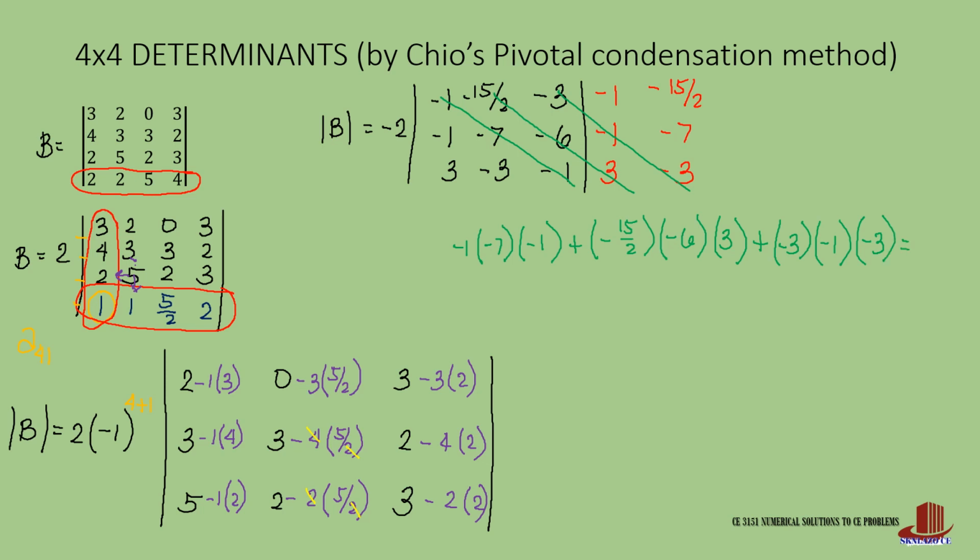So computing, we would have negative 7 plus negative 15/2 times negative 6 times 3 plus negative 3 times negative 3. This would turn out to be 119.